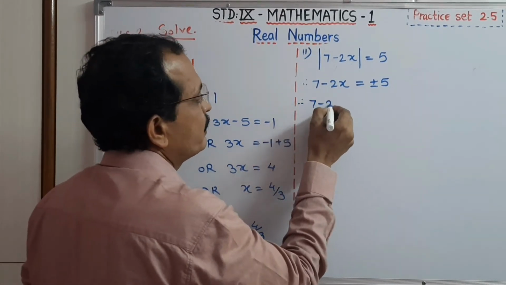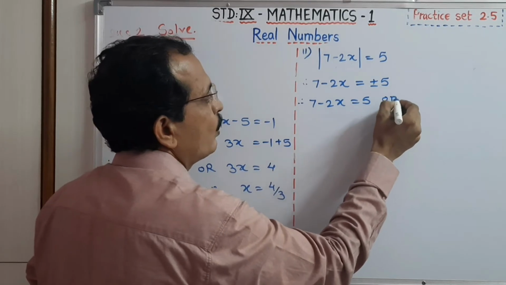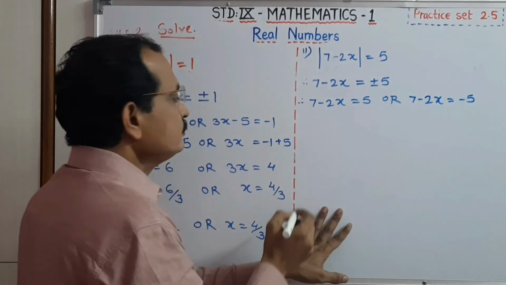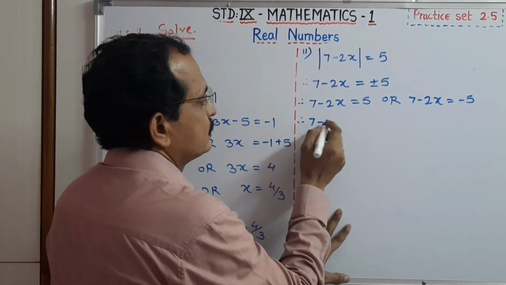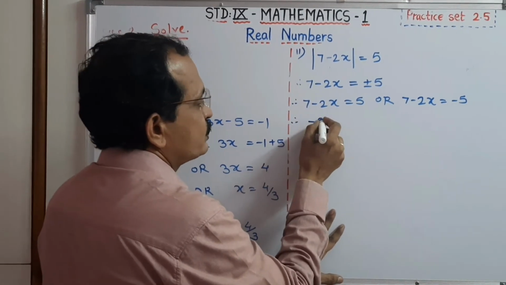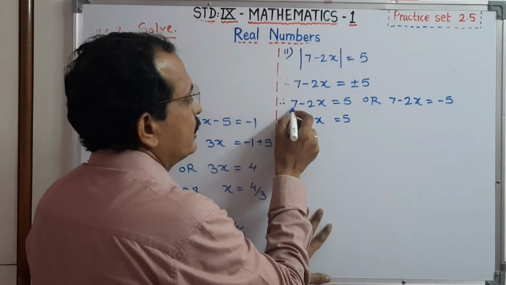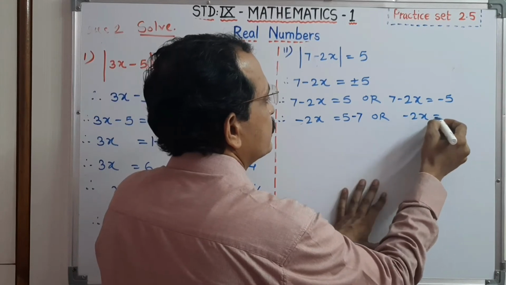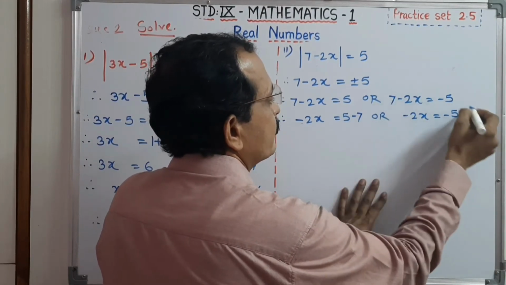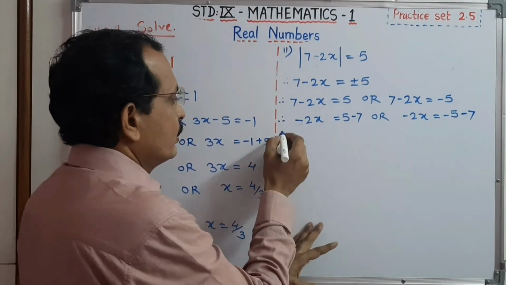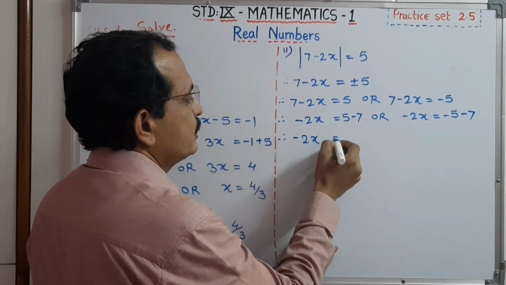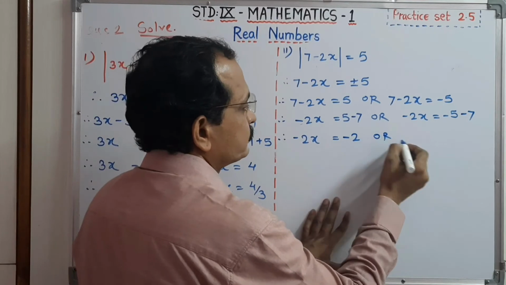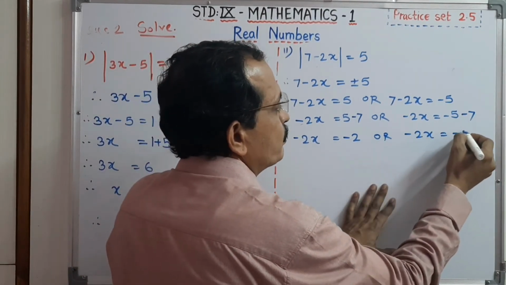Now, therefore, 7 minus 2x is equal to plus 5, or we can say that 7 minus 2x is equal to minus 5. Therefore, minus 2x is equal to 5, and this plus 7 will become minus 7, or minus 2x is equal to minus 5, and this plus 7 will become minus 7. Now see here, minus 2x is equal to 5 minus 7, which is minus 2, or minus 2x is equal to minus 12.